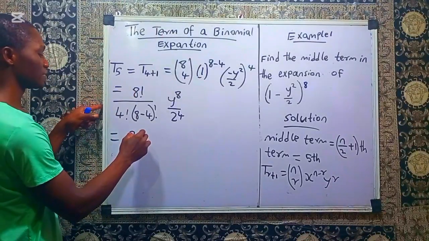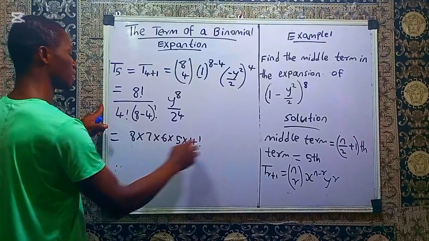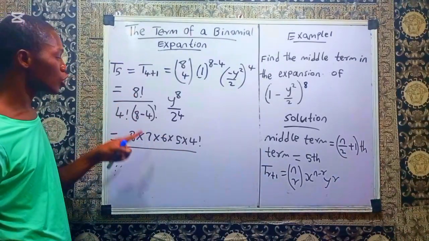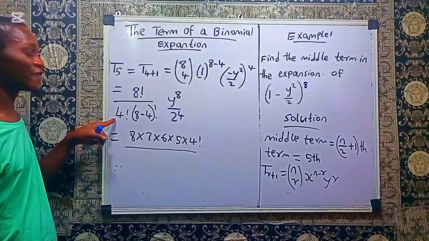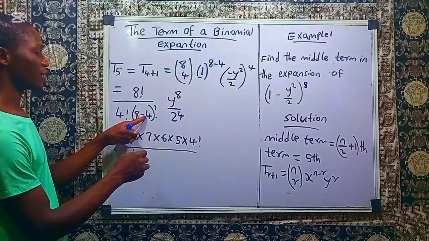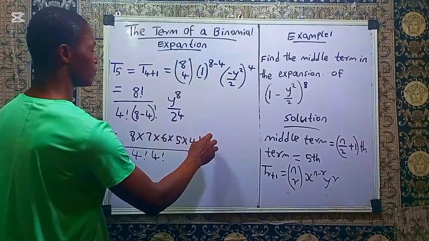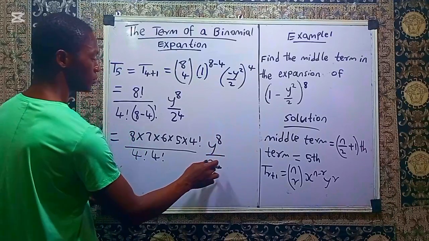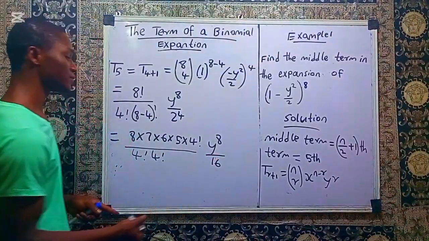Then this will be equal to 8 factorial, which is 8 times 7 times 6 times 5 times 4 factorial. I'm stopping at the 4 factorial in the expansion of 8 factorial because we have 4 factorial down here. If not, I would have expanded it till 1. But since we have 4 factorial here, this 4 factorial will cancel this 4 factorial. 8 minus 4 is 4, and we have factorial here, so we'll still have 4 factorial. Then we have y raised to power 8 divided by 2 raised to power 4. 2 raised to power 4 is 16. So we have divided by 16.